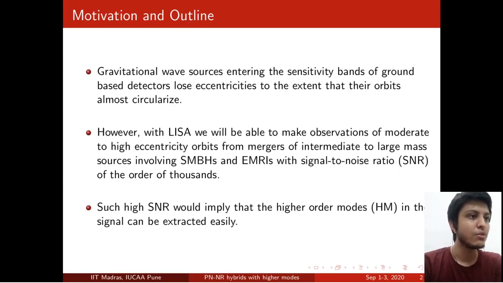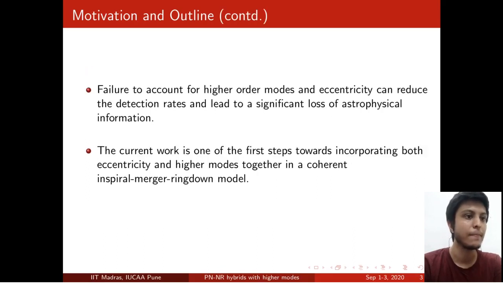So let me start with the motivation behind our work. A typical disadvantage of ground-based detectors is that they are not capable of detecting eccentricity from sources. This is because by the time the sources enter the sensitivity bands of these detectors, most of the eccentricity is lost. But with the advent of LISA, we will begin to successfully detect orbits with significantly moderate to large eccentricities, and being space-based detectors, the signal-to-noise ratio would be very high, which would help us in revealing higher order harmonics present in the gravitational wave signal.